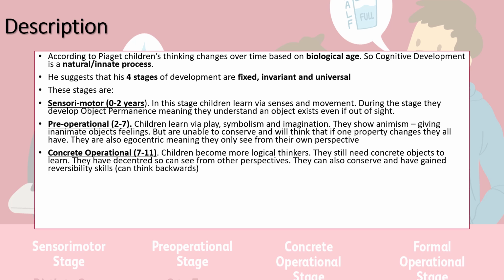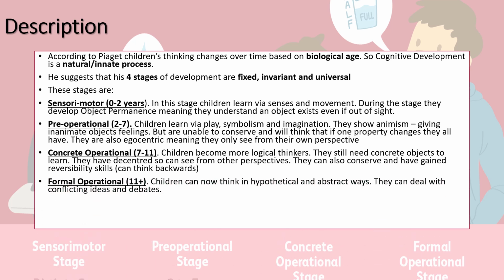So you saw her thinking backwards and thinking, well, if I poured this water back into the short, fat glass, it would still be the same, so it's the same amount. It's that reversibility skill. And then the last stage is called the formal operational stage, and here children can now think in hypothetical ways, so they can handle things like debates and conflicting ideas. You could maybe ask them to think, hypothetically, if you did agree with this, what might you say? And they can also think in more abstract ways, so they can do things like algebra, for example, at this point.